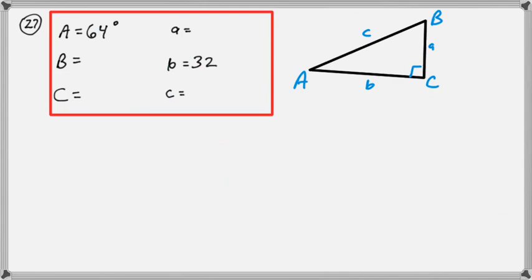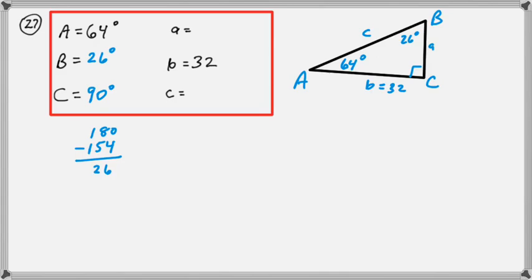27 gives me angle A to be 64 degrees. So I'm going to label it 64 degrees. I know angle C is 90 degrees. 90 plus 64 is 154. If I subtract that from the total angle in a triangle, which is 180, I believe that makes 26. Now, I'm going to label angle B as 26. I'm going to label side b as 32.